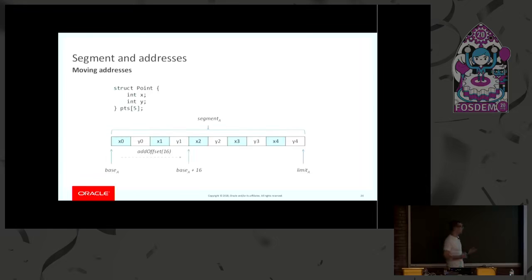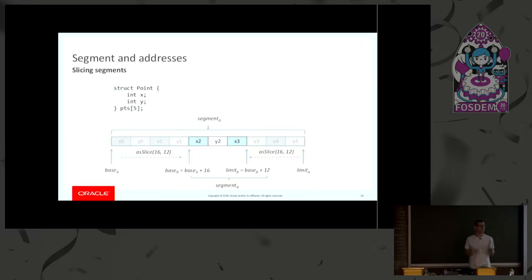If I have an address, I can add an offset to it and obtain a new address. So for example, if I add 16 to the base address, I will obtain a new address that instead of pointing to x0 will point to x2. And if I have a segment, I can also slice it. This is similar to the slice operation that ByteBuffer also provides. So I can specify a new start address and a new length, and I will get a subsegment which will be contained in the original segment. So nothing too fancy here.